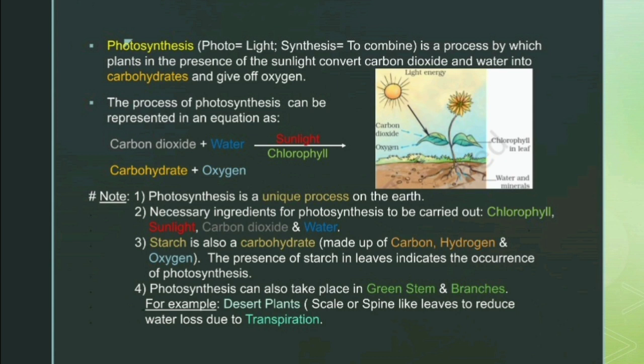And the third one is starch. Starch is also a carbohydrate made up of carbon, hydrogen, and oxygen. And we will discuss some experiments which indicate the presence of starch in the leaves, which tells us the occurrence of photosynthesis. And the fourth one tells us that photosynthesis can also take place in green stem and branches.